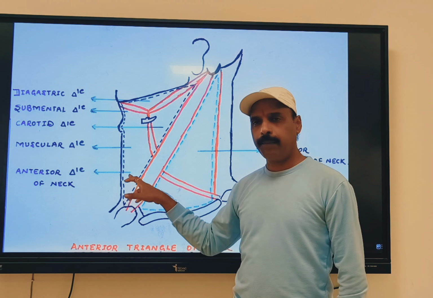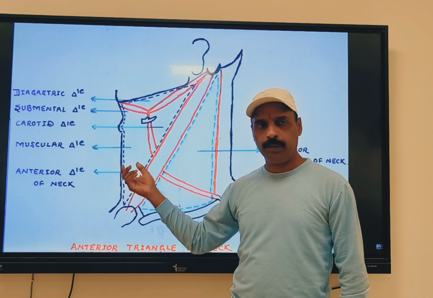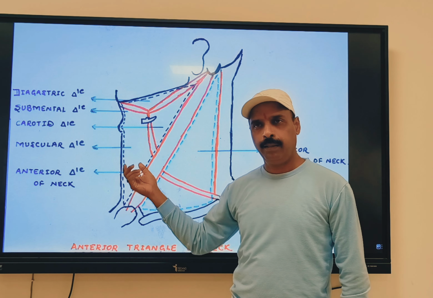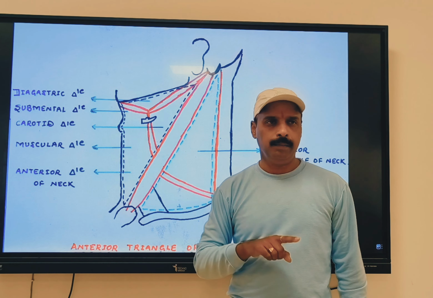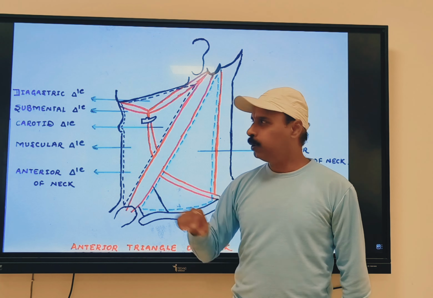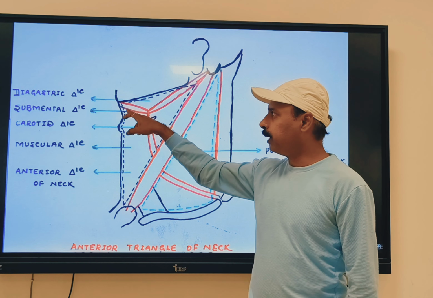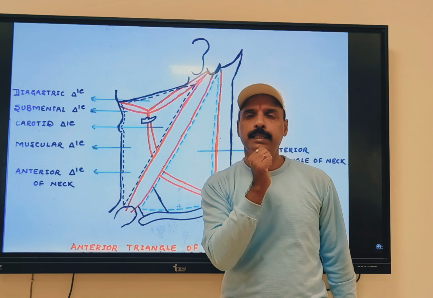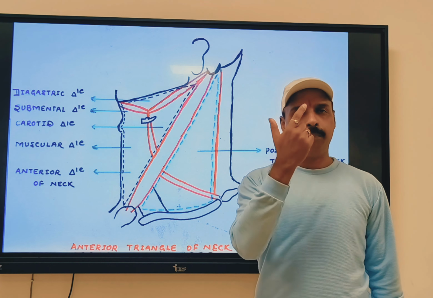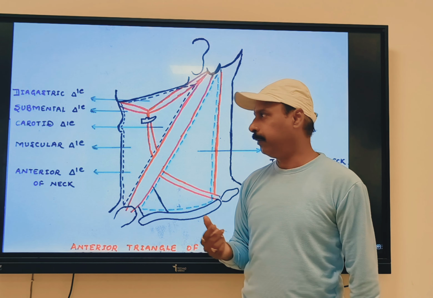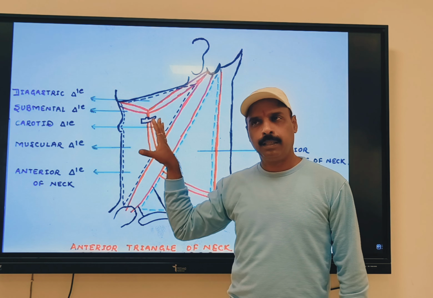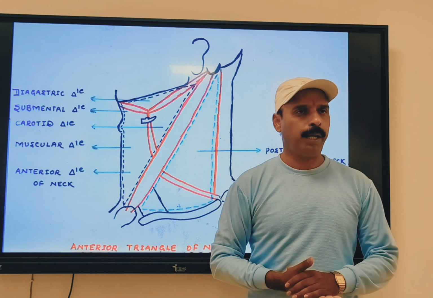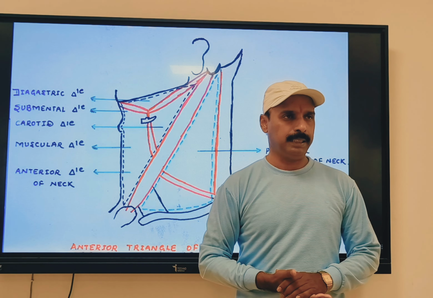Then here muscles are present anteriorly, which is the muscular triangle. Submental, digastric, carotid and muscular. The submental triangle is below the mentum. This is the mentum, and below this is the median triangle on the extended neck. So this is the anterior triangle, which consists of the four suprahyoid and four infrahyoid muscles.